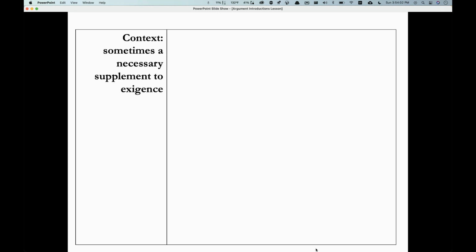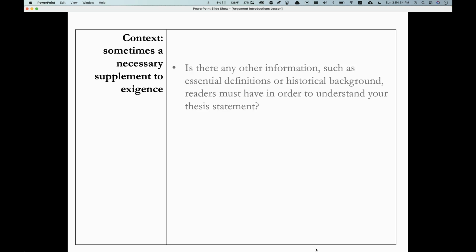So context, as I mentioned earlier, is some extra information that you need to make it clear to a general reader exactly what it is you're arguing about. Maybe you need to give some details, some historical background, some scientific information if you're making an argument about something science related. You just have to give a little bit of extra information in order to make your argument accessible by a general educated public.